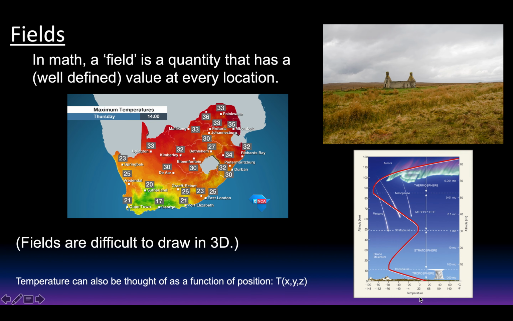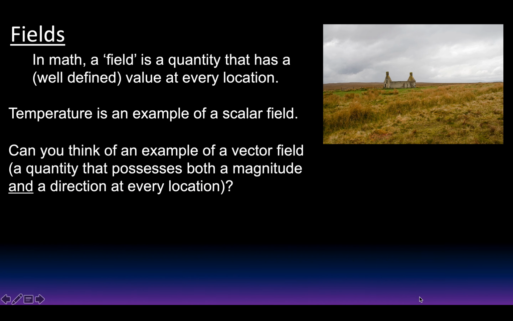In addition to scalar fields, there is also the notion of a vector field. A vector field is a field that possesses both a magnitude and a direction at every location. Pause the video and see if you could think of an example of a quantity that is a vector field.